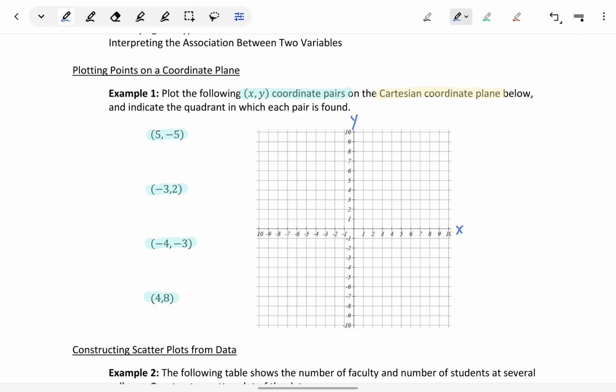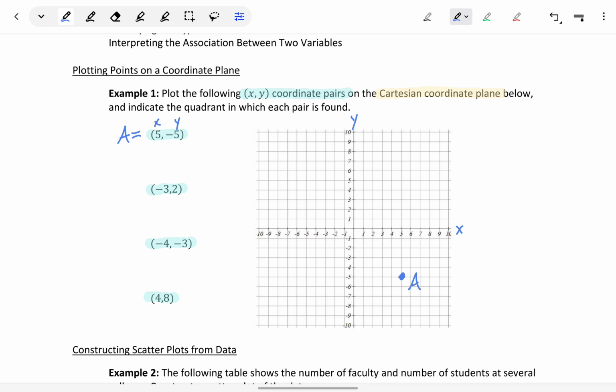Let's start with the point 5, -5, where again that first value is our x coordinate and the second value is our y coordinate. We would always start at 0, 0, and then move, in this case, to x equals 5. And then once we're at x equals 5, we would move down, in this case, to y equals -5 and plot that point. So this is point A, we'll call that.